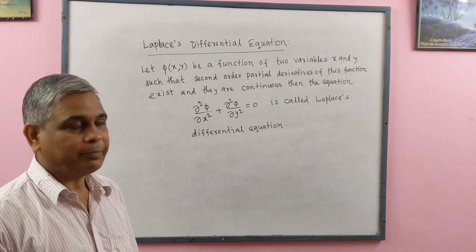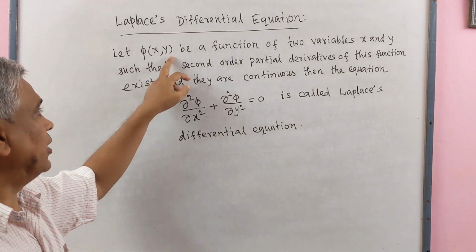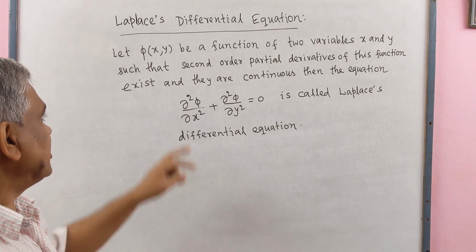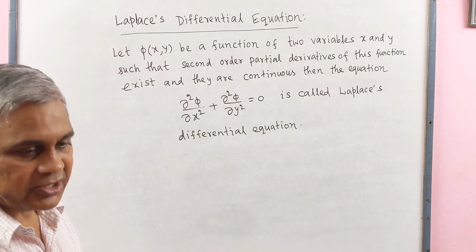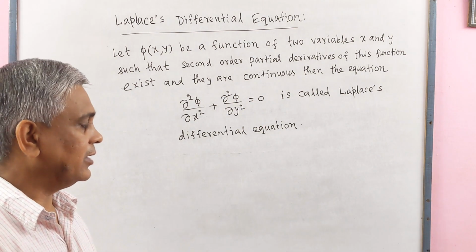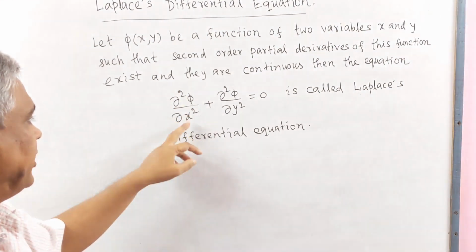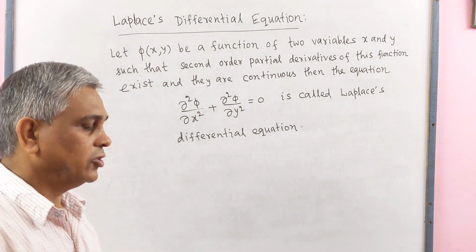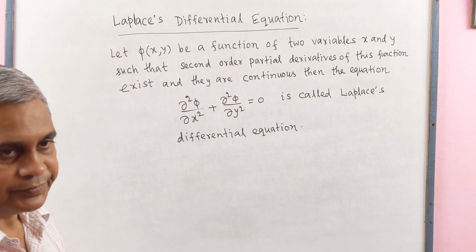Now we define Laplace differential equation. Let phi(x,y) be a function of two variables x and y such that second order partial derivatives of the function exist and they are continuous. Then the equation ∂²phi/∂x² + ∂²phi/∂y² = 0 is called Laplace differential equation.